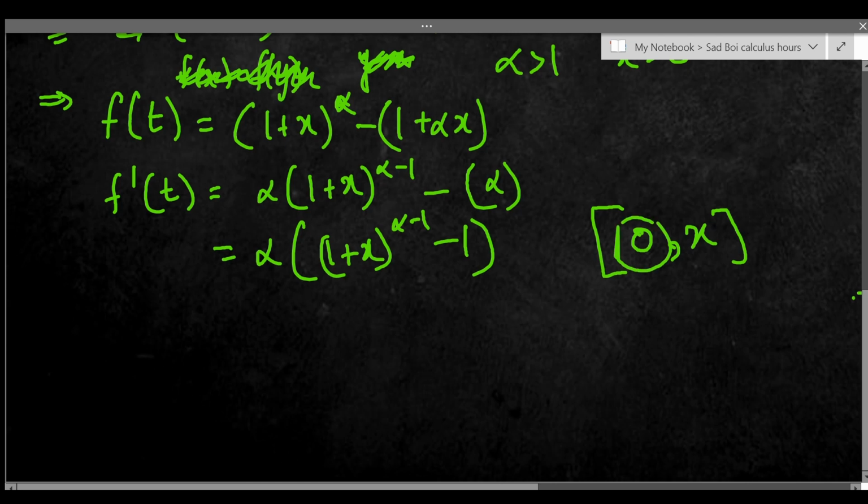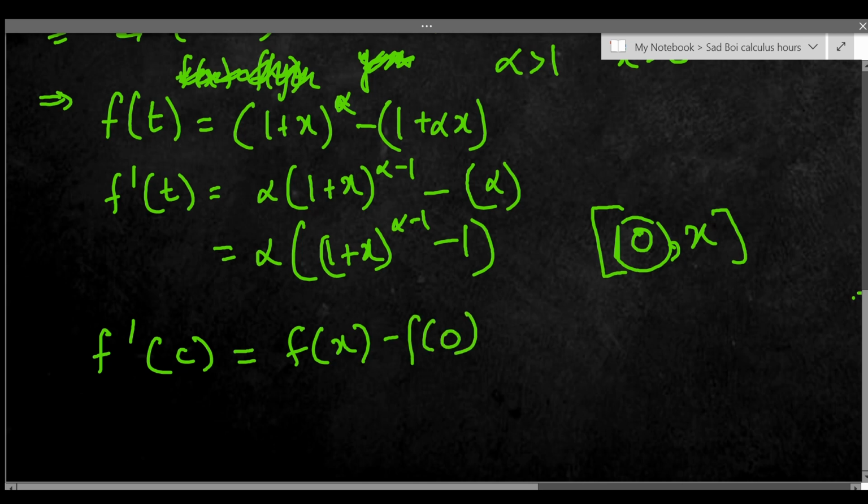We're considering the lowest limit as 0 because it's going to make things easier for us, since the difference is going to be x. So what the mean value theorem says is that there exists a point c such that the derivative at that particular point is equal to the gradient of the secant line. Right? So it's going to be this.